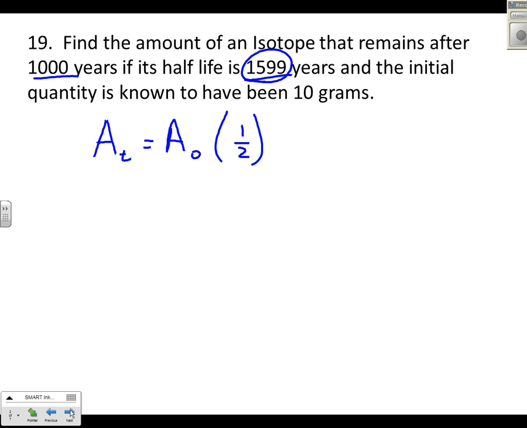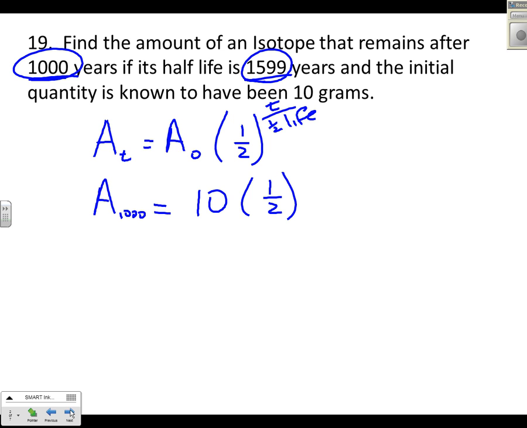So after 1,000 years, I haven't multiplied by a half yet. I've multiplied by a fraction, 1,000 out of 1599, that fraction. So it is the amount of time over the actual half-life. What we have here is our amount after 1,000 years equals our initial amount 10 times 1/2 to the time, 1,000 on 1599. And that I would leave to the viewer.